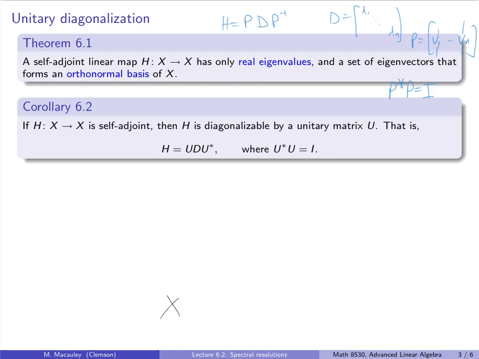So if we draw this commutative diagram that I keep coming back to, if H is a linear map, and then P is the change of basis matrix, then this is with respect to E1 up to En, and this is with respect to V1 up to Vn, say. Then upstairs, this is just a diagonal matrix. And you can think of P as a rigid motion. So in other words, applying H is the same as doing a rigid motion P inverse, then applying D, then doing that rigid motion again.